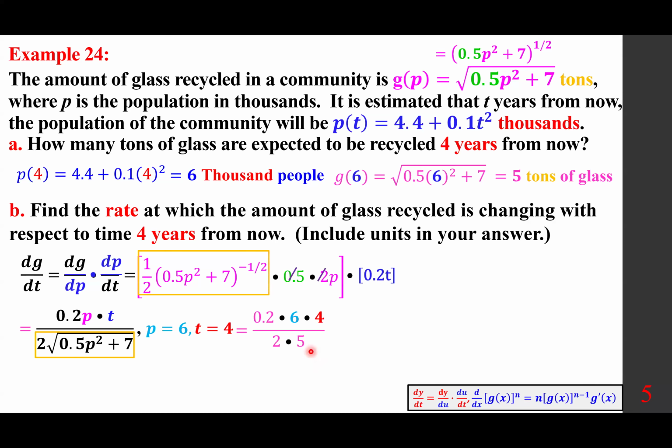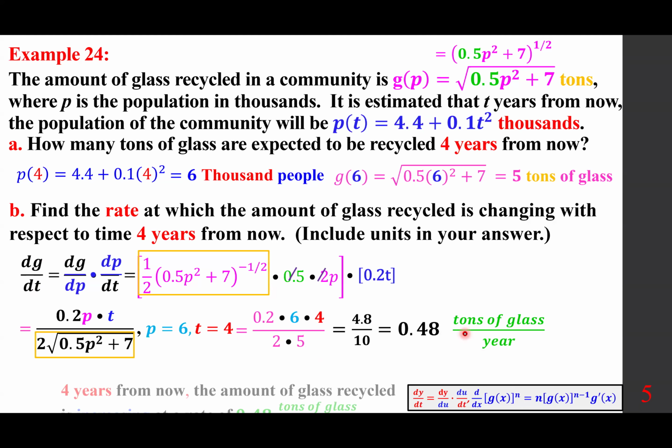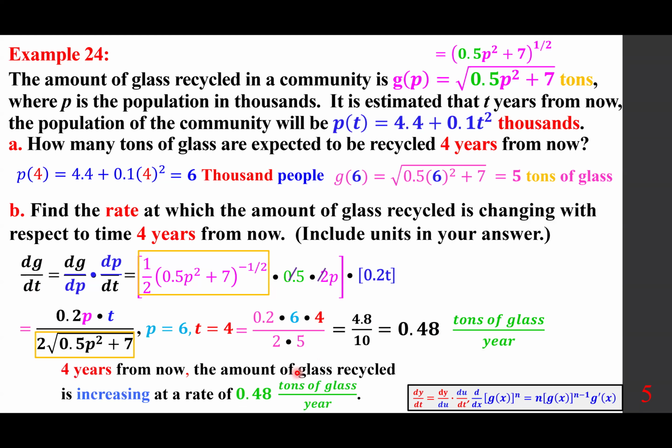So the bottom is 10. The top is 4 times 6 times 0.2, 4.8. Divided by 10 is 0.48. Units of G over units of T, tons of glass per year. And we are done. Which means 4 years from now, the amount of glass recycled is increasing at the rate of 0.48 tons of glass per year. That's the meaning of it.